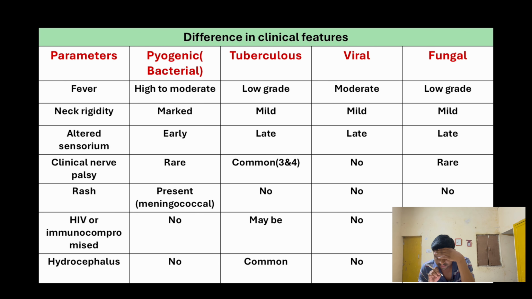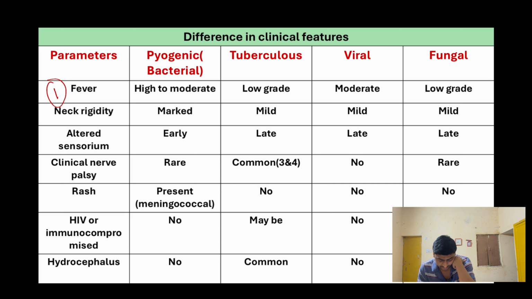Now what are the differences in their clinical features? The first one is fever. In case of pyogenic or bacterial meningitis, the fever is high to moderate, and low grade fever is present in tuberculous meningitis. In case of viral meningitis, we have moderate fever, and fungal meningitis has low grade fever. So the fever is low grade in tubercular and fungal meningitis. If the fever is low grade, it can be either tuberculous or fungal meningitis.